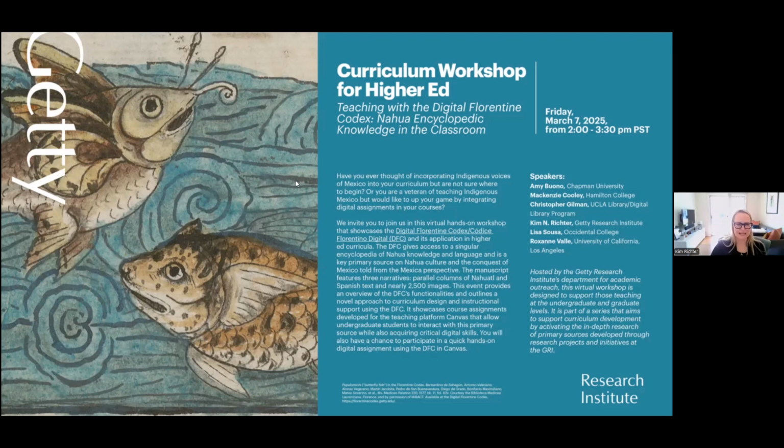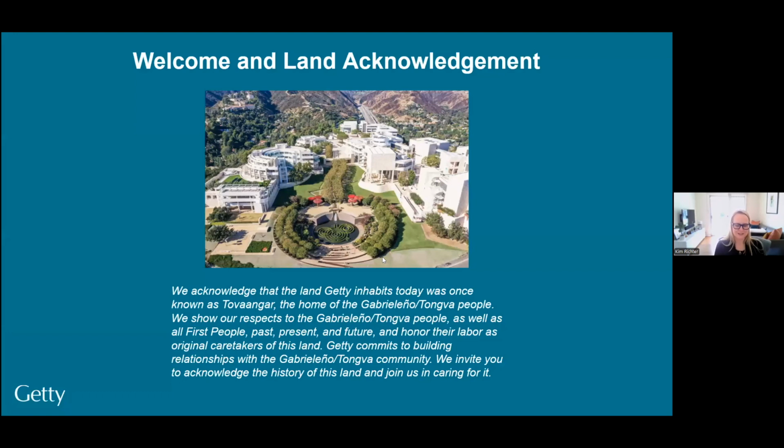Now, before we begin, I would like to acknowledge that the land the Getty inhabits today was once known as Tovangar, the home of the Gabrielino and Tongva people. We shall show our respects to the Gabrielino Tongva people as well as all First People, past, present, and future, and honor their labor as original caretakers of this land. Getty commits to building relationships with the Gabrielino and Tongva community, and we invite you to acknowledge the history of this land and join us in caring for it.